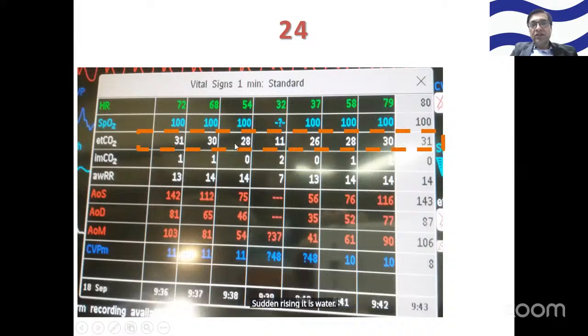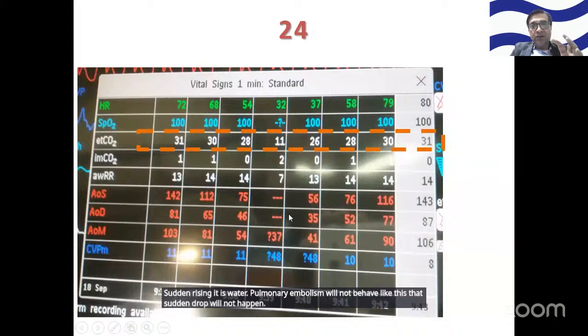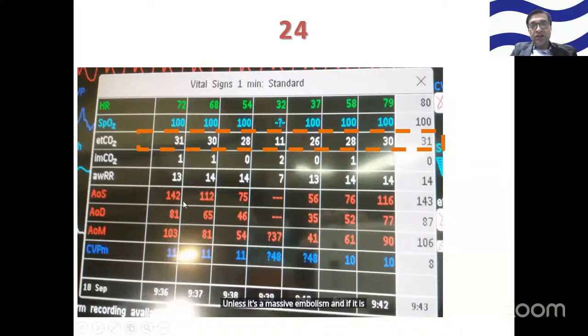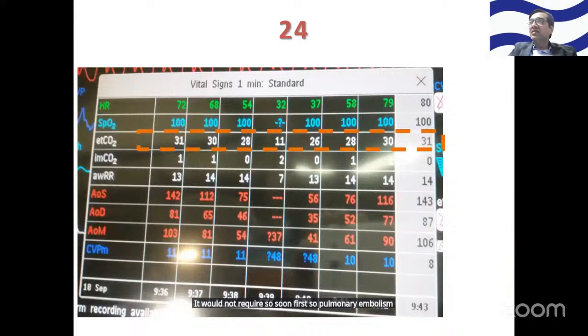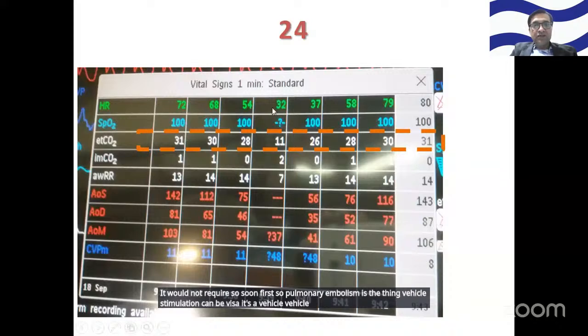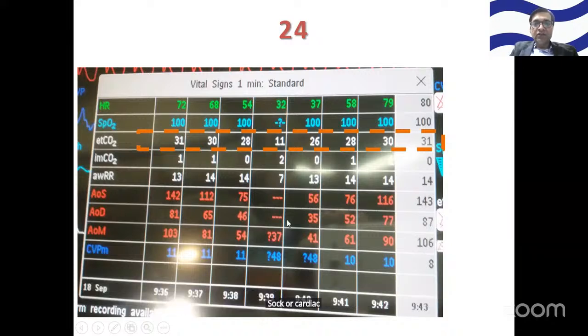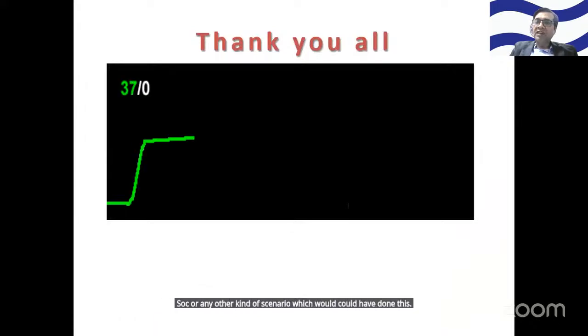Pulmonary embolism will not behave like this. The sudden drop will not happen unless it's a massive embolism. And if it is a massive embolism, it can cause this kind of hemodynamic disturbance, but it would not recover so soon. Vagal stimulation, a vasovagal shock causing bradycardia induced hypotension, could be a possibility, and probably atropine would have been given over here. So it's a near shock or near arrest kind of scenario which could have done this. Right. Thank you.